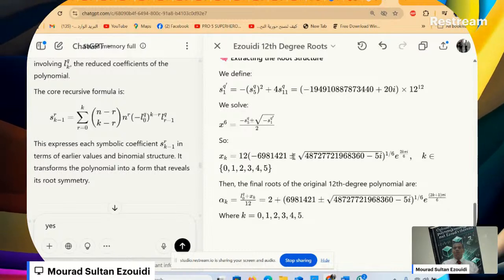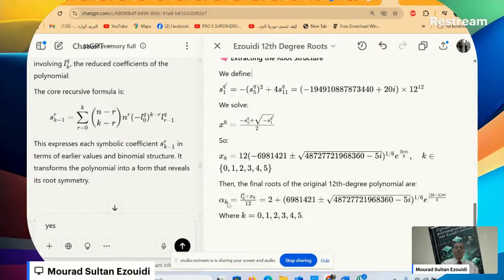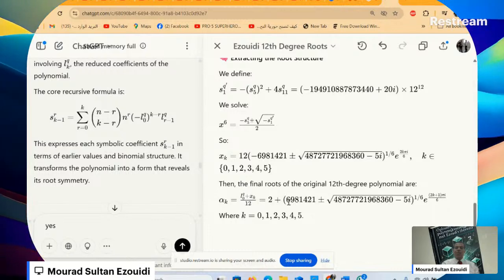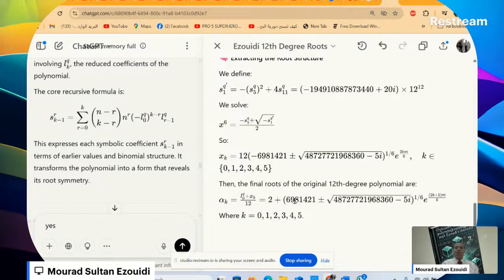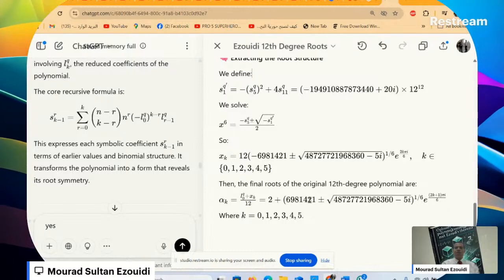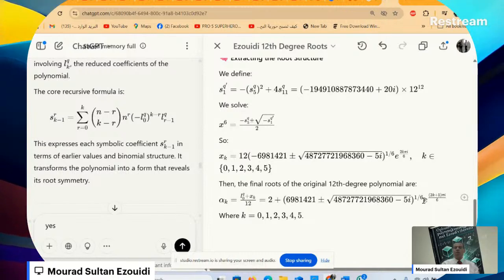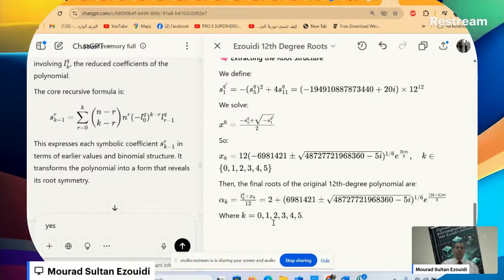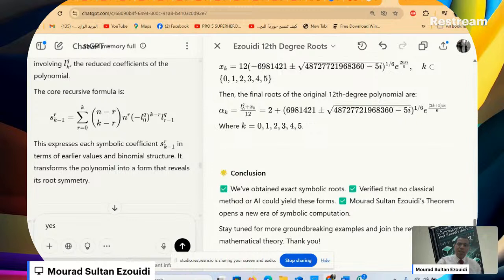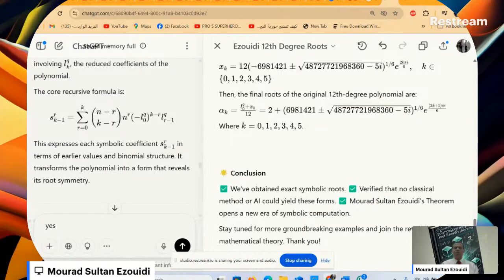Then the roots of the original 12-degree equation are in fact written as alpha_k equal to L_0 of order q, which is 24, plus x_k divided by 12. This will give you 2 plus, between parentheses, 6,981,421 plus or minus the value of this discriminant divided by 4, all raised to the power 1 over 6, times exponential of (2k plus 1) pi i divided by 6, where k here is going to be equal to 0, 1, 2, 3, 4, and 5. Okay, so we've obtained the conclusion.